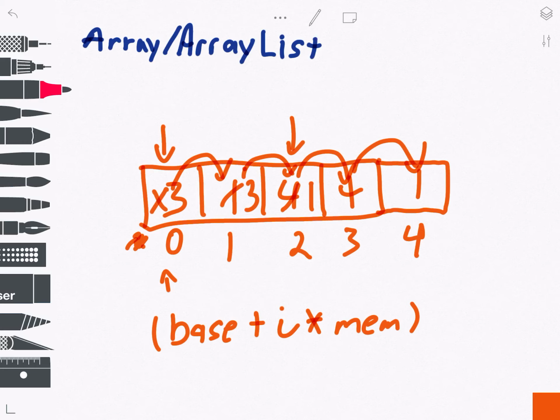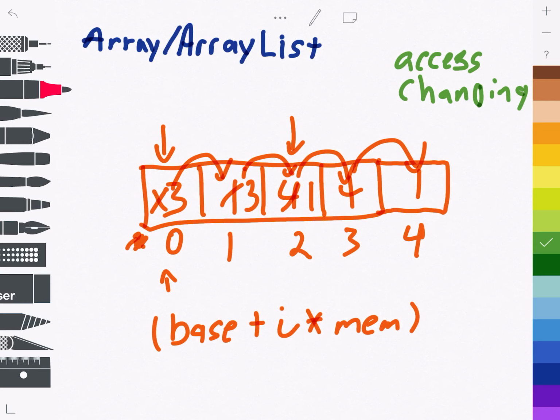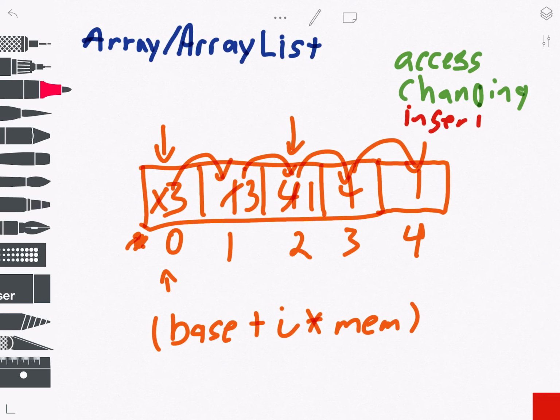Okay, so arrays, array lists, good for, if we maybe say a green color for good, access is fast, right? Changing a value, fast. Let me go red for some bad things. Changing a value is fast, but inserting, slow. Okay, removing, and what I mean by removing is not just changing a value to 0 or something.